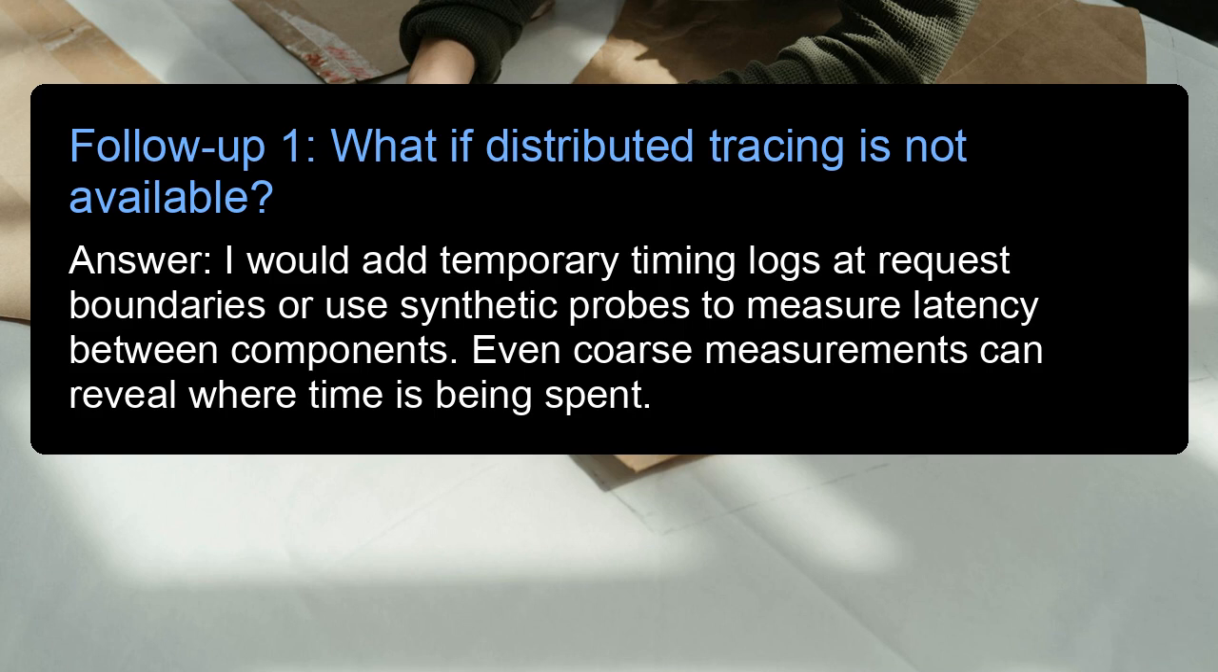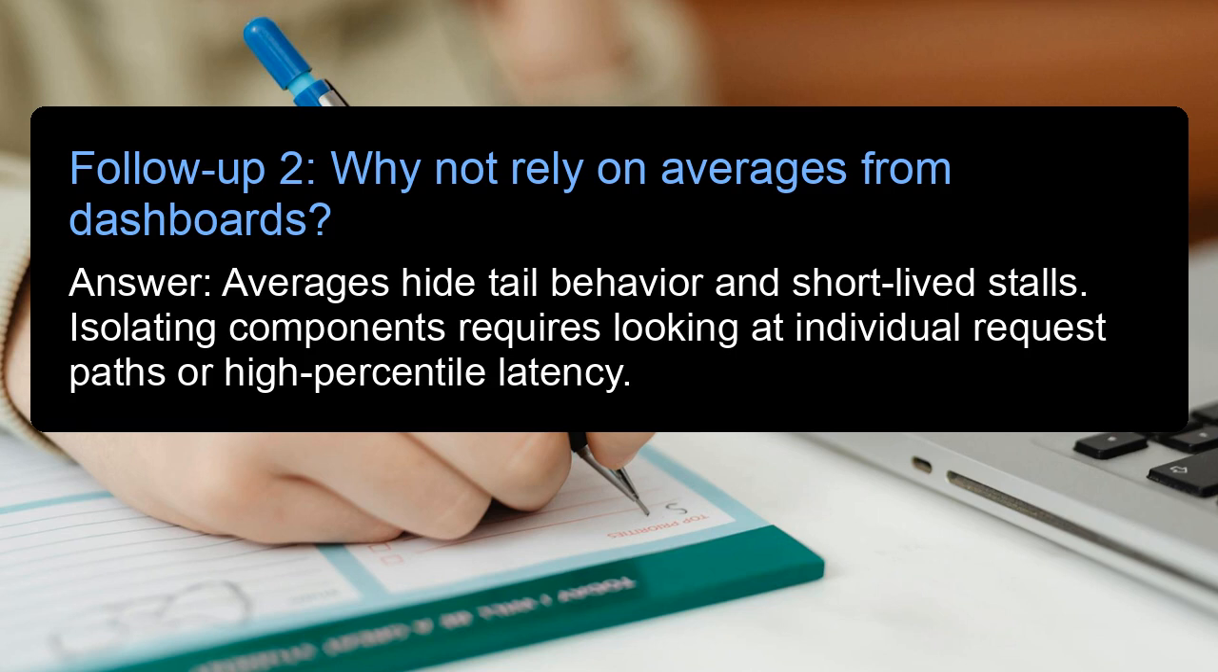Follow-up 1. What if distributed tracing is not available? Answer: I would add temporary timing logs at request boundaries or use synthetic probes to measure latency between components. Even coarse measurements can reveal where time is being spent. Follow-up 2. Why not rely on averages from dashboards? Answer: averages hide tail behavior and short-lived stalls. Isolating components requires looking at individual request paths or high percentile latency.